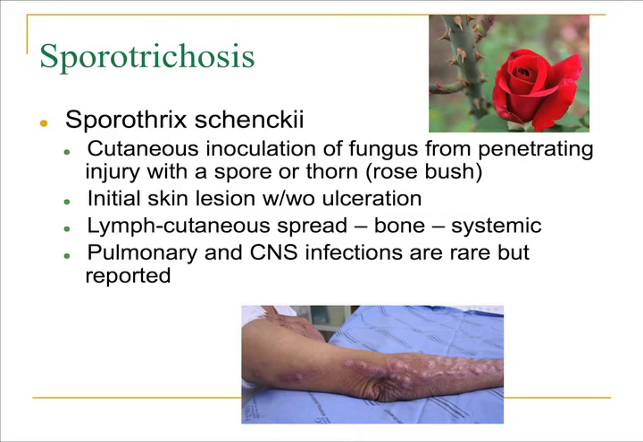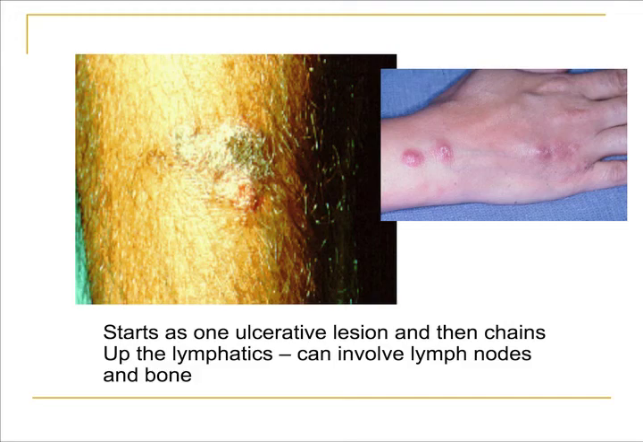Sporotrichosis can also, from the lymphatics, move into bone and become a systemic disease as well. There have also been reports of pulmonary and CNS infection, but they are rare and are less common than skin infections with Sporothrix schenckii. On the next slide, you can see what the ulcerative lesions look like for Sporothrix schenckii. In sporotrichosis, it can start as one or more ulcerative lesions, and then it will start chaining up the lymphatics, causing infection of the lymph nodes and bone.